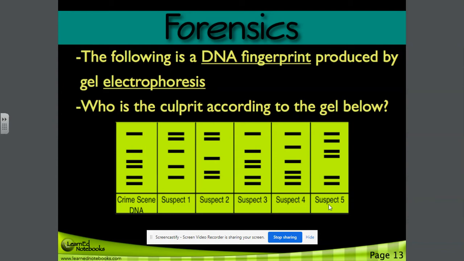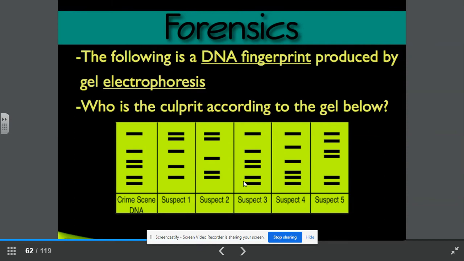If you guessed suspect 3, you would be correct. We see double, double, single, single, just as what was found at the crime scene. So we could say that suspect 3's DNA was found at the crime scene.